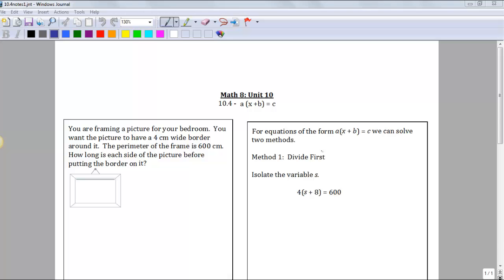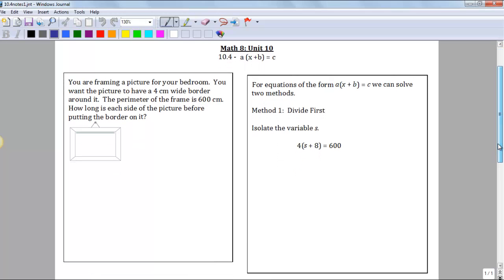Welcome to our last lesson for this unit on Introduction to Algebra. It's 10.4, and what we're talking about today is when we have things in brackets with algebra. Kind of an interesting concept. So let's start with this warm-up question first.